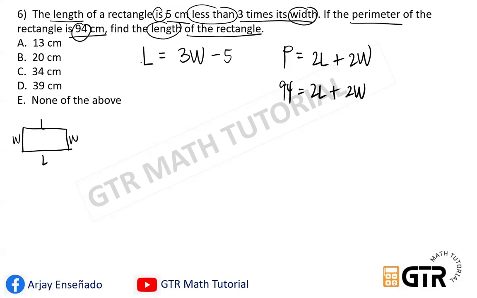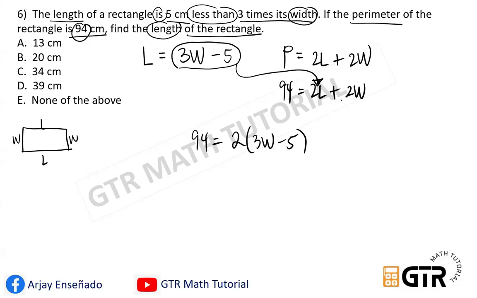Okay, so we can substitute this. The value of L is 3W minus 5, so we can substitute 3W minus 5 for this L. So we have 94 is equal to 2 times the value of L, 3W minus 5, and then just copy plus 2W. And then we can now solve for W. But remember, we are looking for the length. After solving the value of W, we will substitute this into this equation.